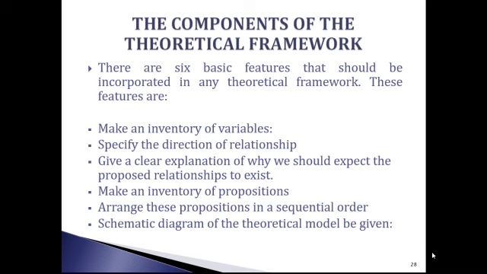There are 6 basic features that should be incorporated in any theoretical framework, and these are: make an inventory of our variables, specify the direction of a relationship, give a clear explanation of why we should expect the proposed relationship to exist, make an inventory of propositions, arrange these propositions in a sequential order, and a systematic diagram of the theoretical model be given.